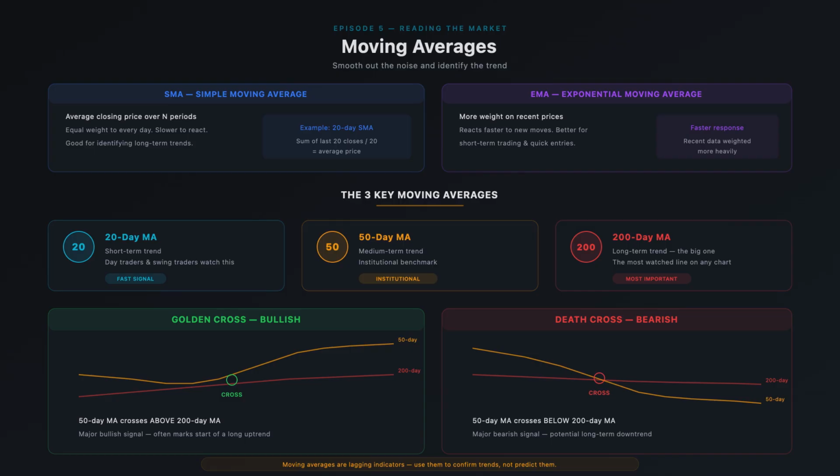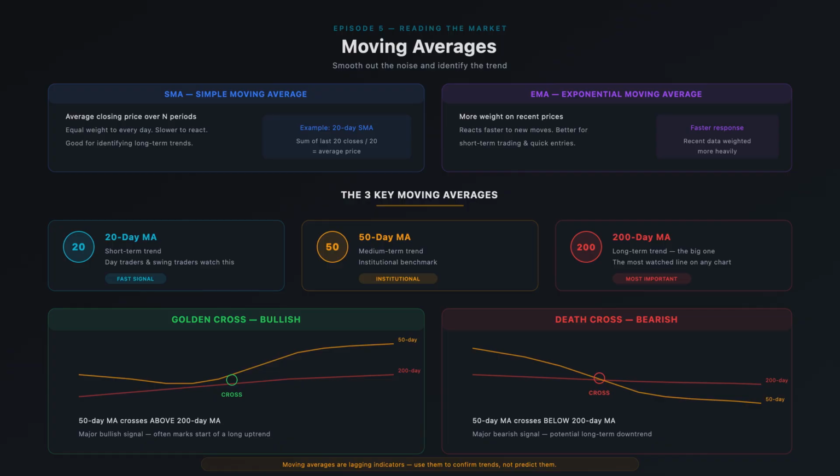Now here's where it gets really useful. When the 50-day moving average crosses above the 200-day, that's called a golden cross. It's a major bullish signal that often marks the start of a long uptrend. When the 50-day crosses below the 200-day, that's a death cross, and it signals a potential long-term downtrend.